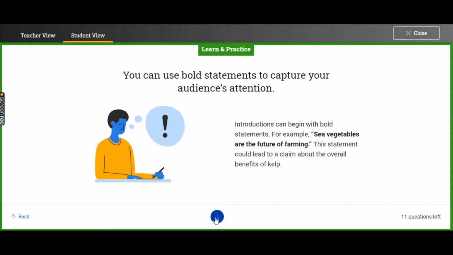You can use bold statements to capture the audience's attention. Introductions can begin with bold statements. For example, sea vegetables are the future of farming. This statement could lead to a claim about the overall benefits of kelp. Think of what your claim is and what could be a statement that supports your claim.